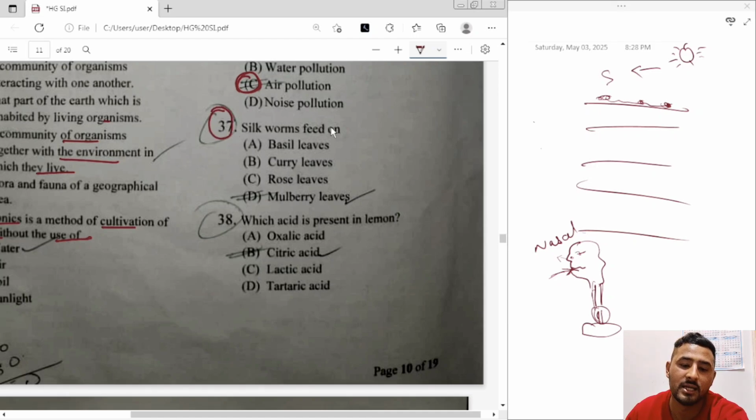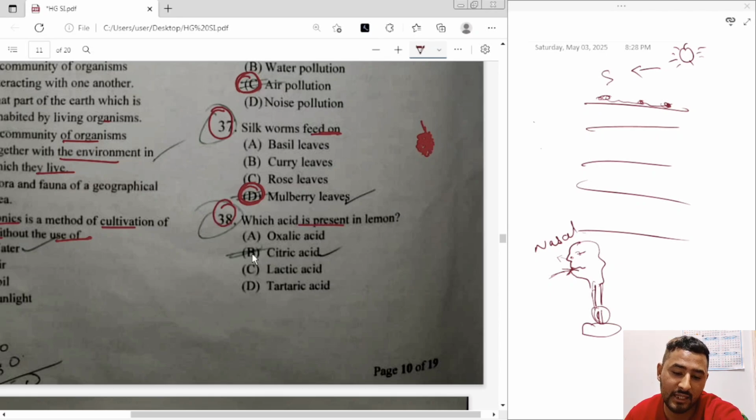37. Silkworms feed on what? Silkworms always feed on mulberry leaves. Mulberry, you all know, I think it's a berry. It's a small black thing, very juicy. We find this one in Shillong a lot. It is this type, but black in color, blackish red. So let's see. 38.